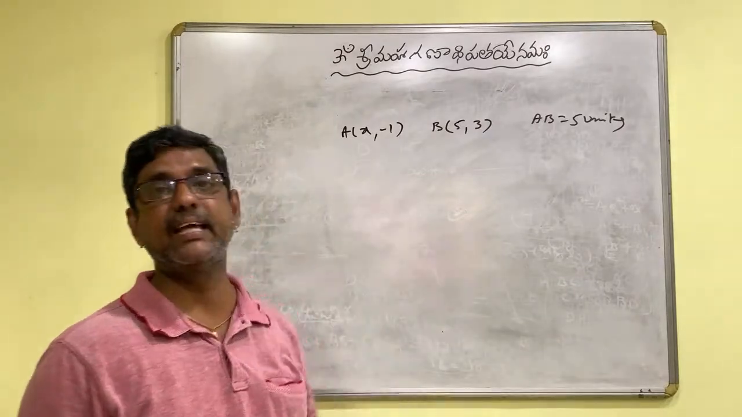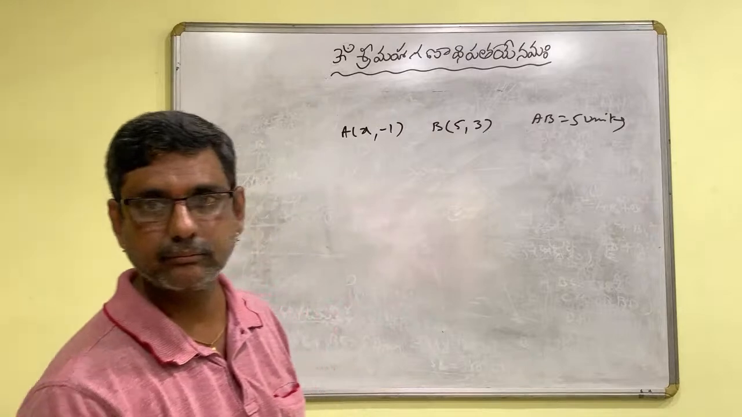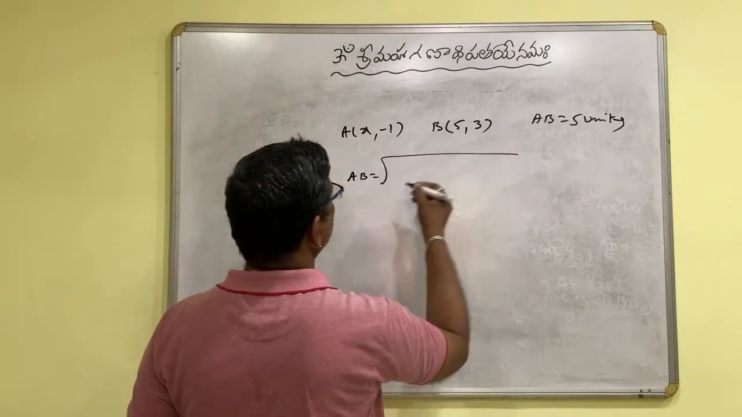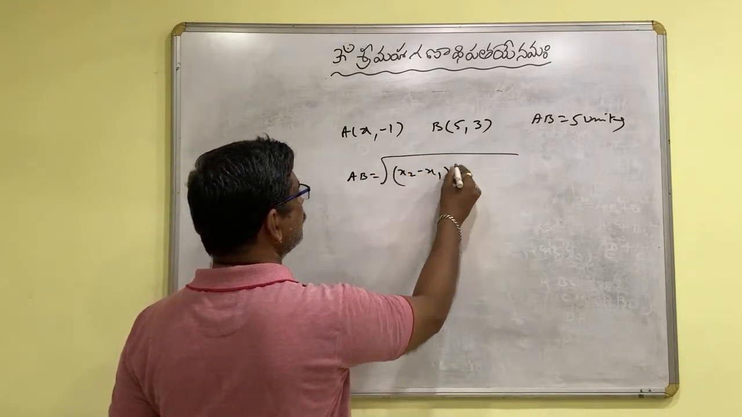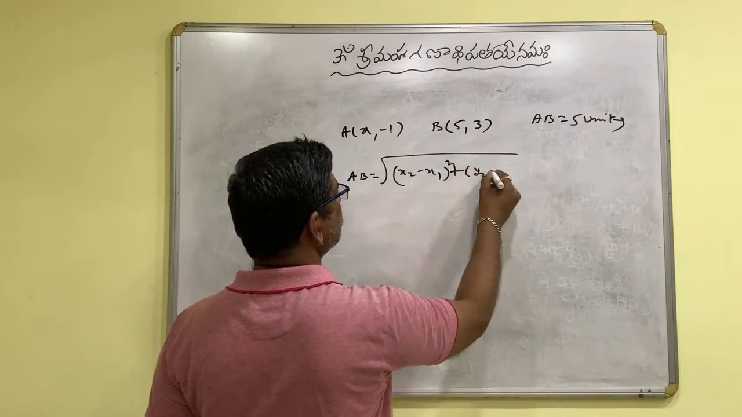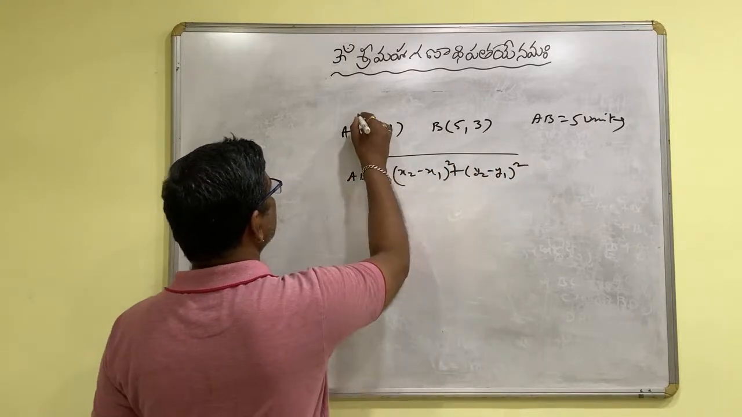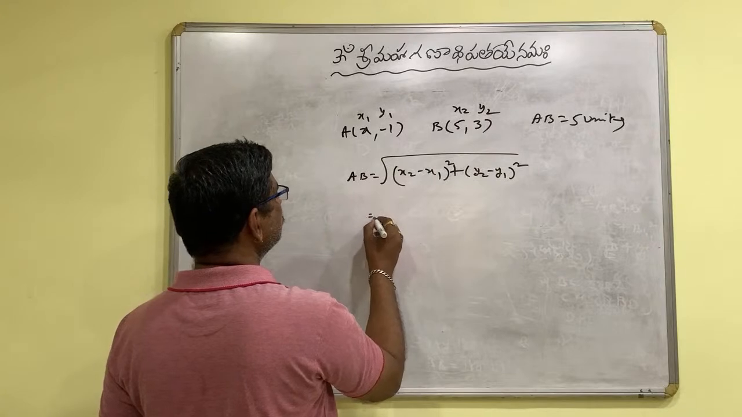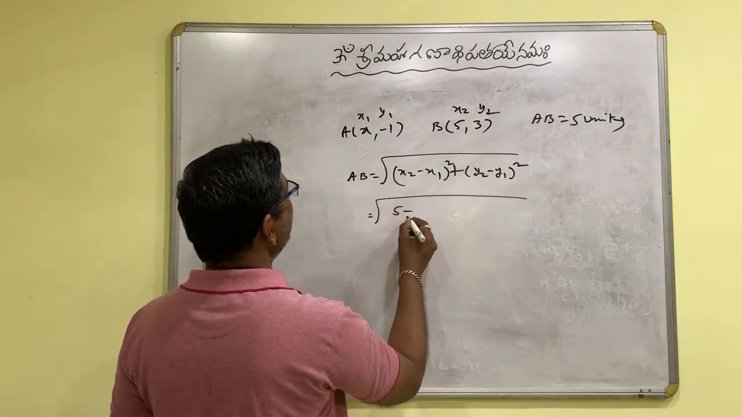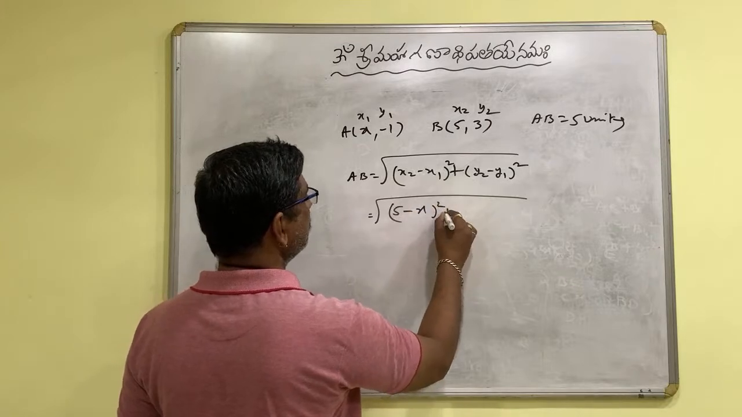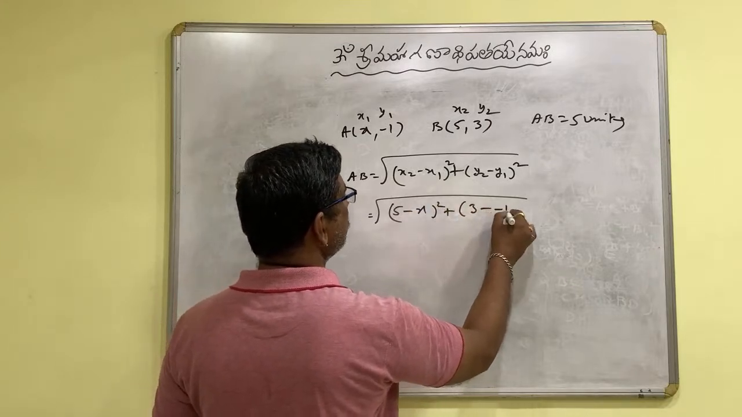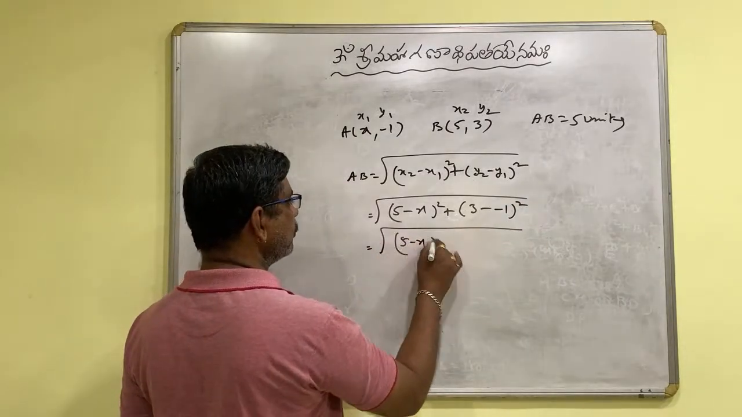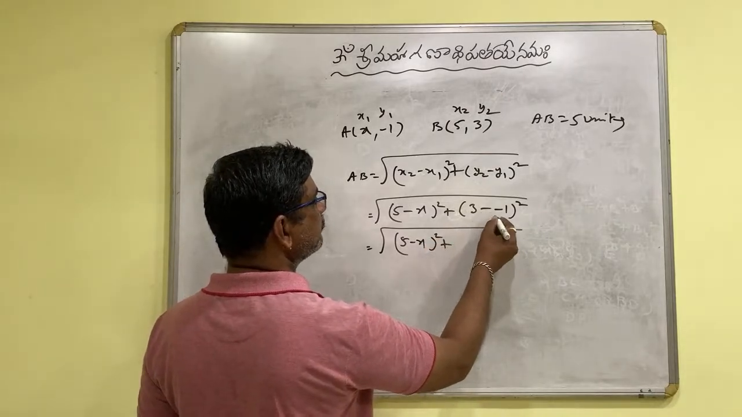ఇట్లా అంటాడు. అప్పుడు ఎలా చేయాలి? ఇది ఒక మోడల్. ఓకే, ఎలా? Apply distance formula. Root over x2 minus x1 whole square plus y2 minus y1 whole square. Say this one as x1, y1, x2, y2. Substitute the value. x2 is 5 minus x whole square plus 3 minus minus 1 whole square. So when you simplify this, 5 minus x whole square, 3 plus 1 అయిపోతుంది, 4, 4 అంటే 16.